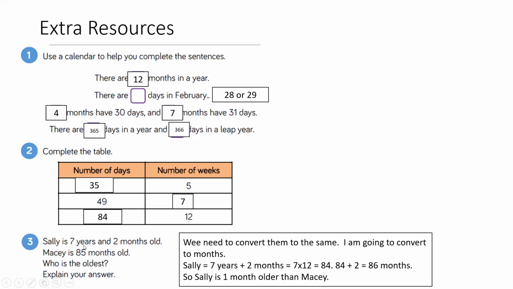So Sally is 7 years and 2 months. 7 years, 1 year is 12 months. So 7 times 12 is 84 plus 2. So Sally's 86 months. Macy's 85 months. So that tells me that Sally is 1 month older.